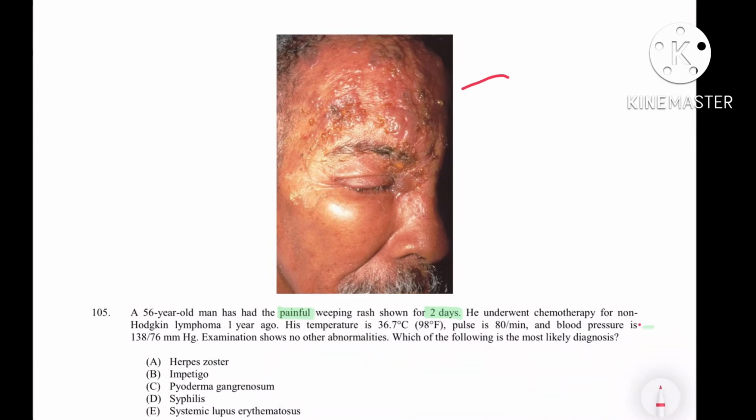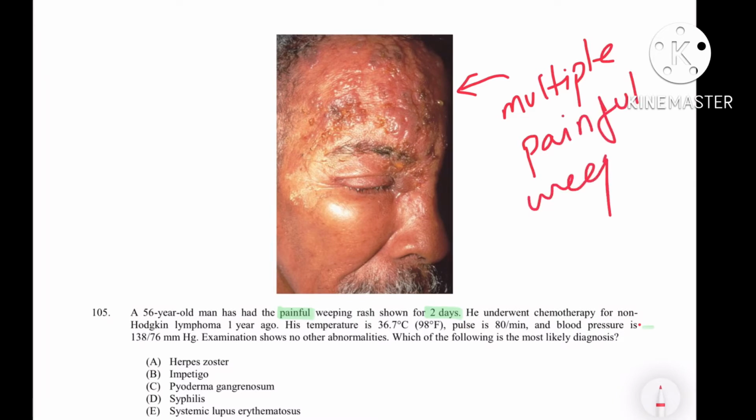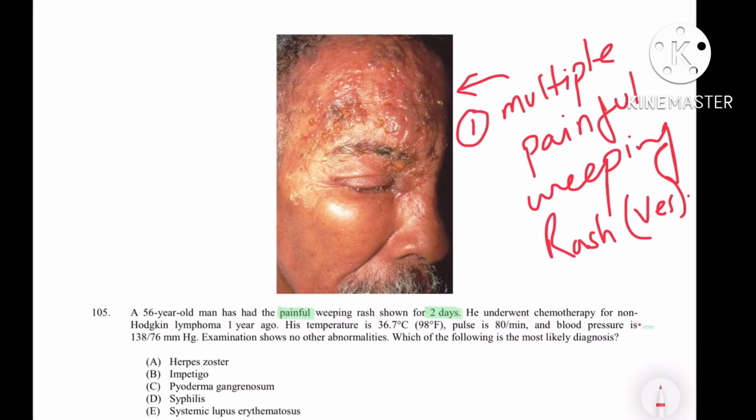multiple painful weeping rashes that are mostly vesicles. So number one point that will help you is that these are crusting or weeping rashes and vesicles.